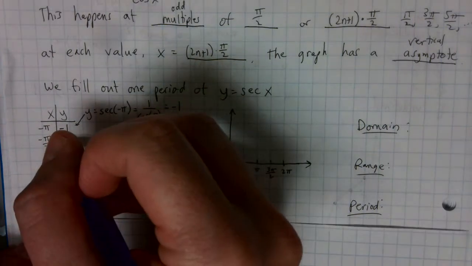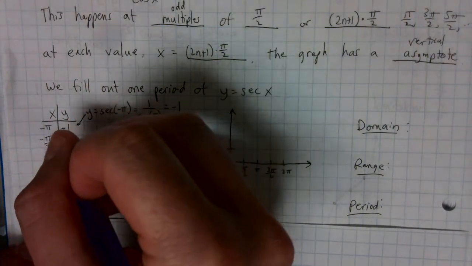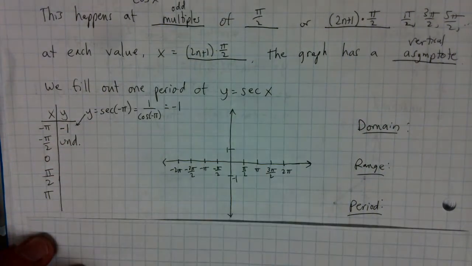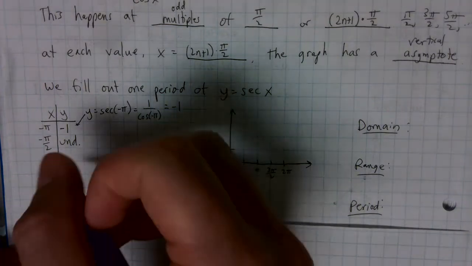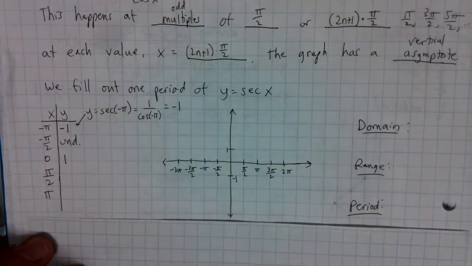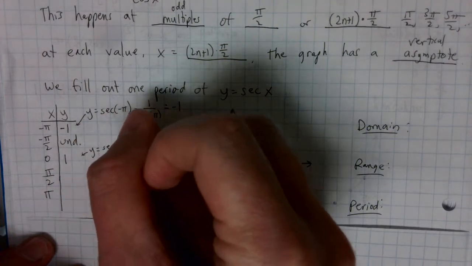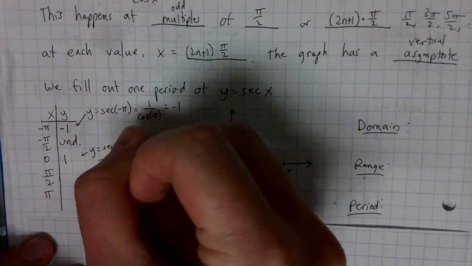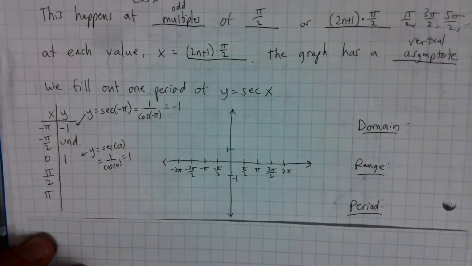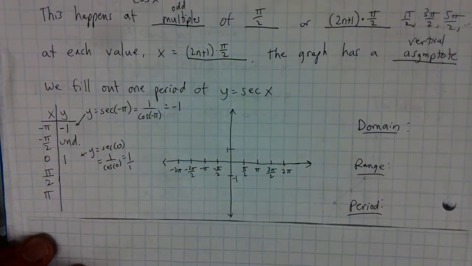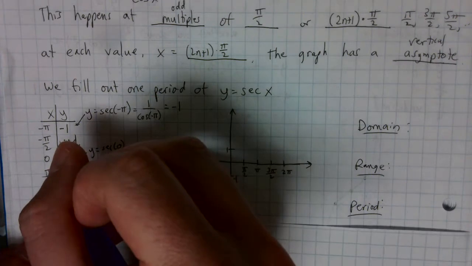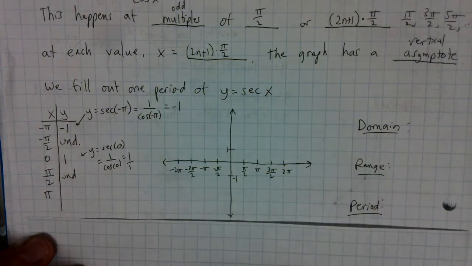And then at negative pi halves, that's the place where we're undefined. At 0, cosine is 1. So what we get is 1 there, because this is really y equals secant 0, which is equal to 1 over cosine 0, which is 1 over 1. Cosine of 0 is 1. Pi halves, again, is undefined. And then at pi, we're back down to negative 1.